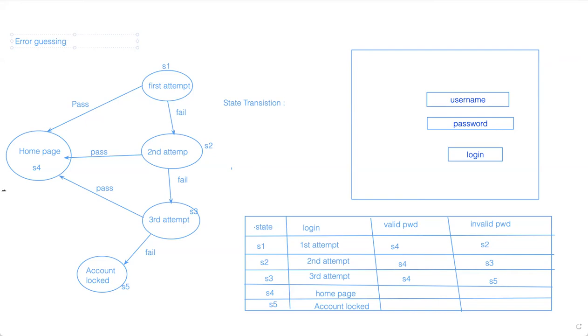Yes, sir. So these are the 5 different test design techniques. What are those? BVA, ECP, state transition, error guessing, and one more, the decision table. So these design techniques, you are clear, right? Clear or not?